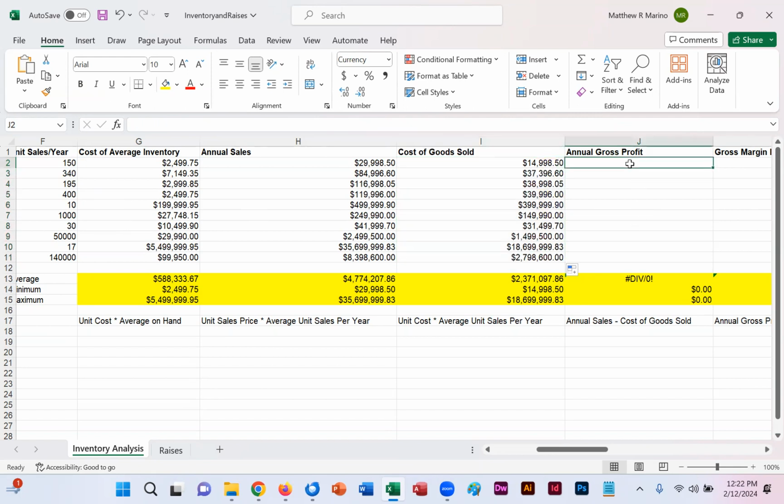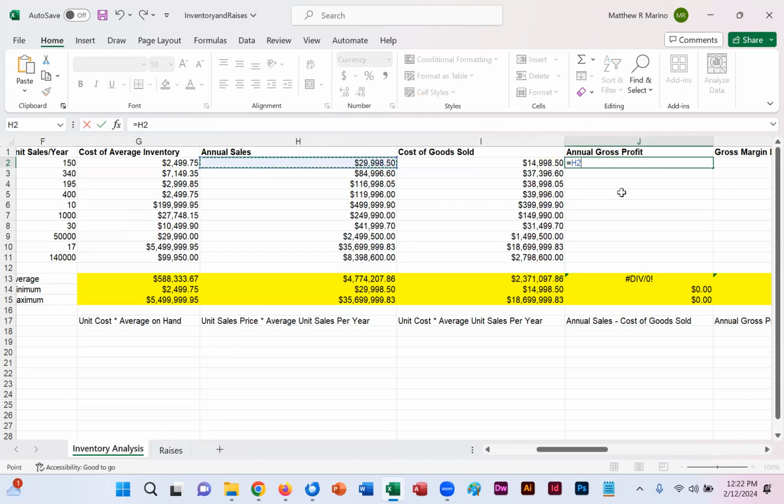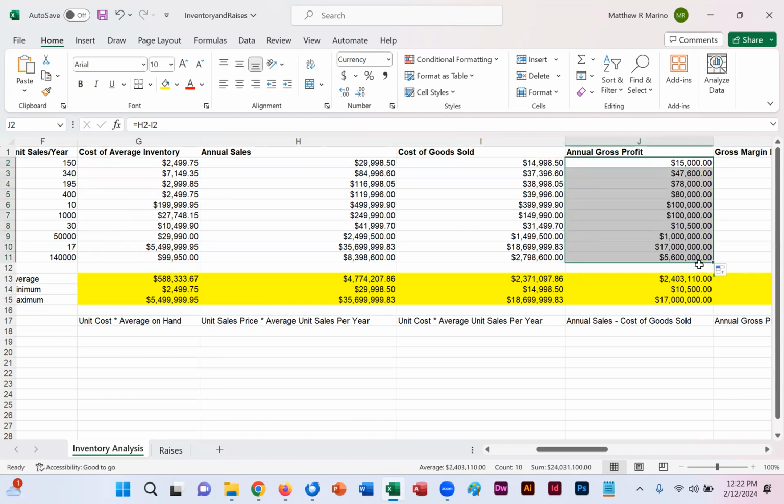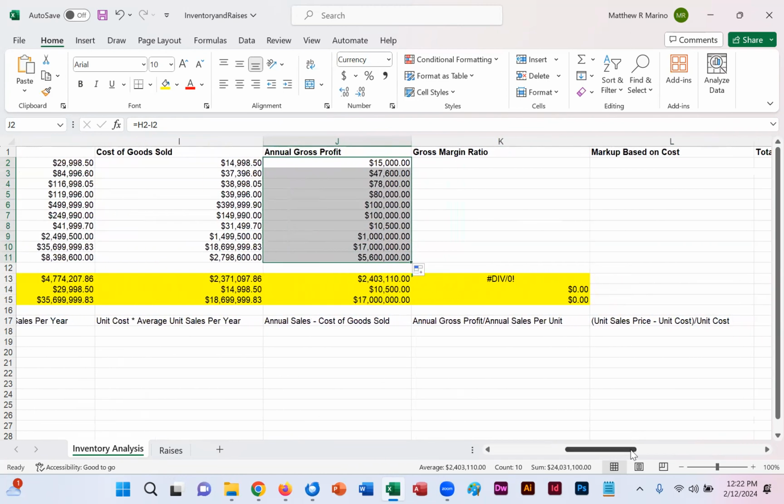Now those have all been multiplications so far. The annual gross profit, however, in column J, is annual sales minus cost of goods sold. So we do equals H2 for our annual sales minus I2 for our cost of goods. We have 15,000. Notice average, min, and max all represent that one number because that's all we have. So we click back in and auto fill down to correctly give us our average, min, and max.